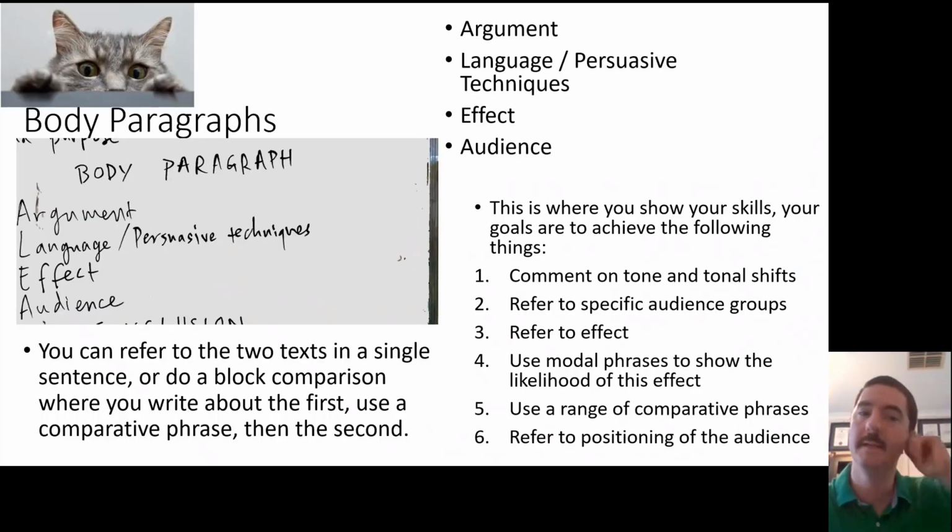Body paragraphs. This is the basic one. So argument, language, effect, audience, or argument technique, argument word choice, argument connotations, anything like that. As long as you're talking about words and giving examples, quotes, you're doing all right. And you want to talk about tonal shifts. So you're not just saying it was in this tone, you're saying it shifted to this tone or it started in this tone. The more specific you can be about audience groups, the better.